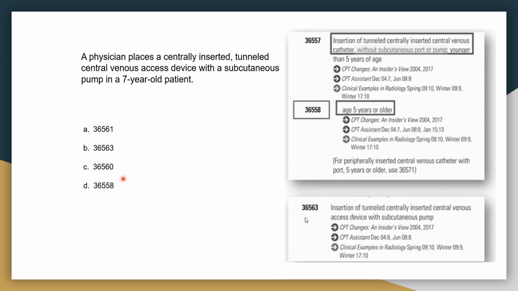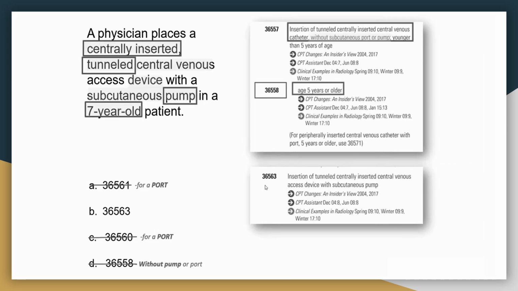Then this is 36560, and 36558. So 36558 is insertion of a tunneled centrally inserted central venous catheter without subcutaneous port, and this is the code with the subcutaneous port, and in our patient it is with the subcutaneous port. So let us see what's the answer. So yes, 36563 is the correct code because it talks about the central venous catheter, it talks about the tunneling and the pump and port, and of course the age of the patient is above 5 years, and in our case the patient age is 7 years old. So we will definitely take that answer.